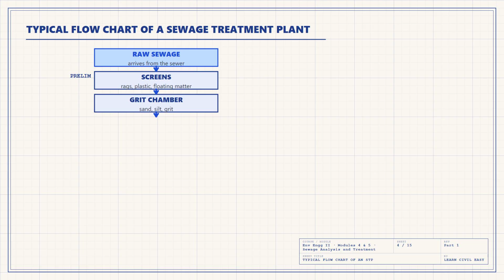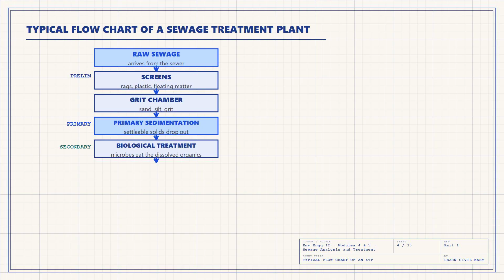It flows into the primary sedimentation tank where the settleable solids drop out by gravity. It goes on to biological treatment, then to a secondary sedimentation tank, then to disinfection, and it leaves as treated effluent. Every box on that line makes the water cleaner.